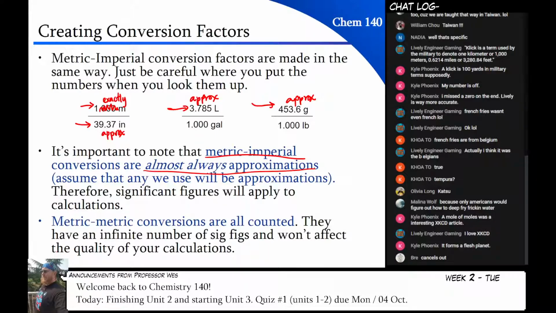But what about metric to metric stuff that we were working with before? Those are all counted. There are 1,000 meters in a kilometer. We've just defined it as such. We've counted them up. And therefore, those are all exact conversions.